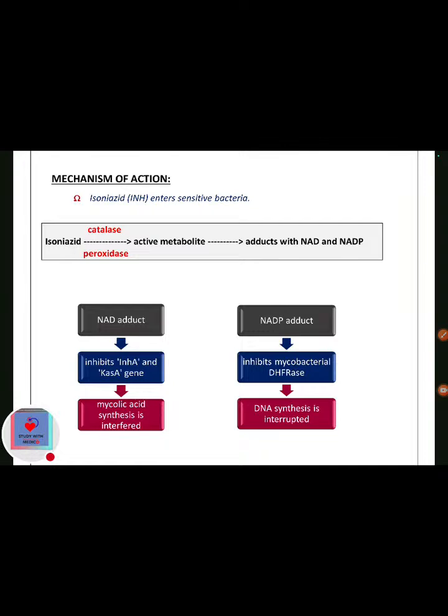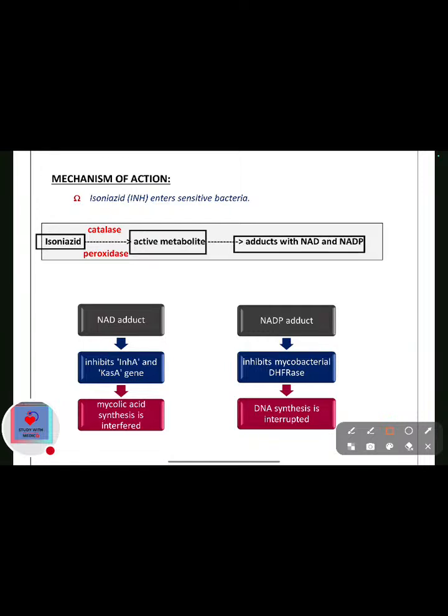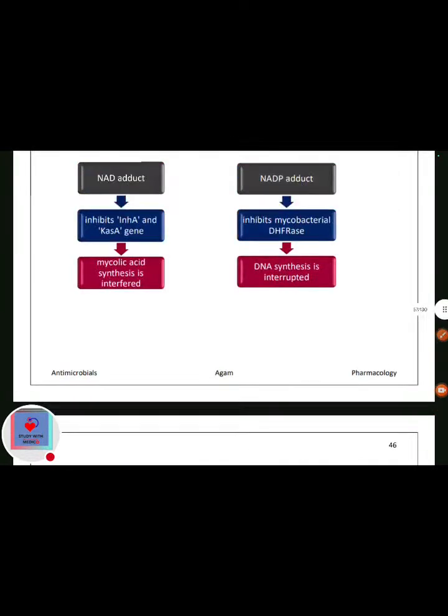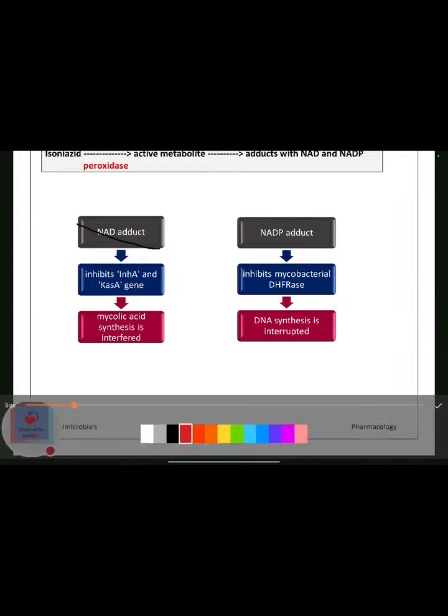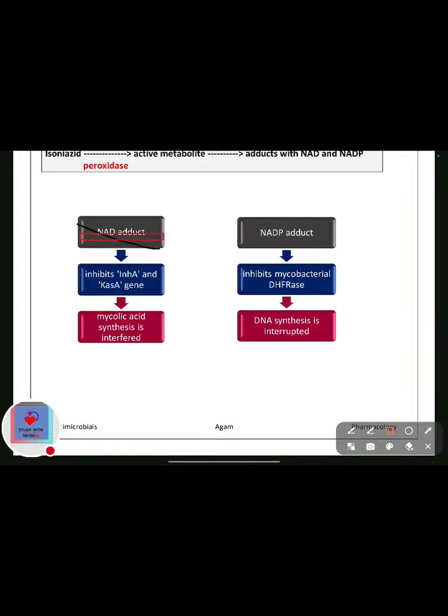So the mechanism of action of isoniazid is very important. Isoniazid acts as a catalyst for the peroxidase, and it becomes an active metabolite, and it adducts with NAD or NADP. See here what it does, it is in flowchart form. The NAD adduct inhibits the INHA and KasA genes so that mycolic acid synthesis is interfered with. The NADP adduct inhibits the mycobacterial DHFRase gene, which causes DNA synthesis to be interrupted.